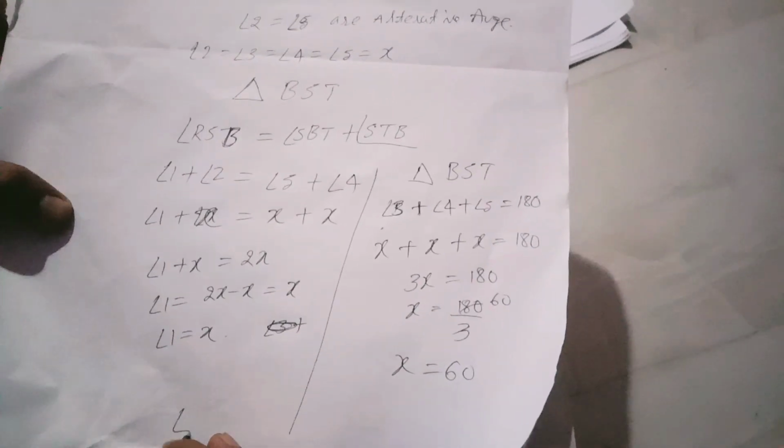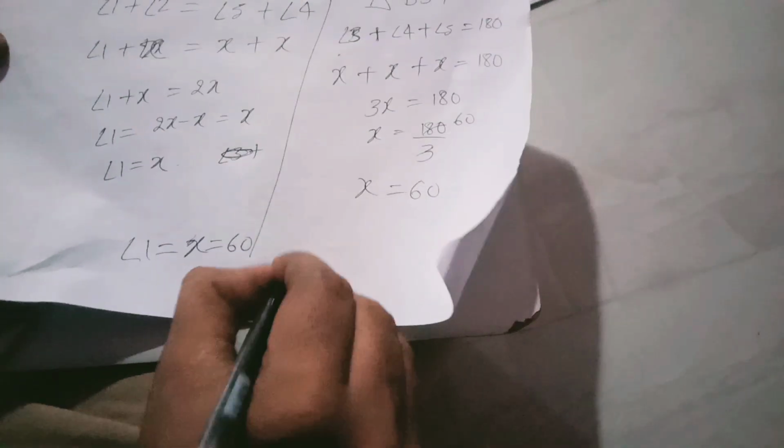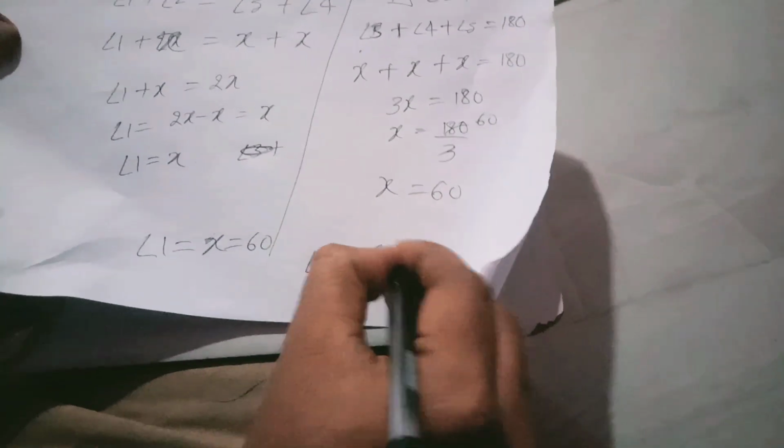But angle 1 is equal to what? Angle 1 is equal to x. X is equal to 60 degrees. So angle 1 is equal to 60 degrees, which is the final answer.